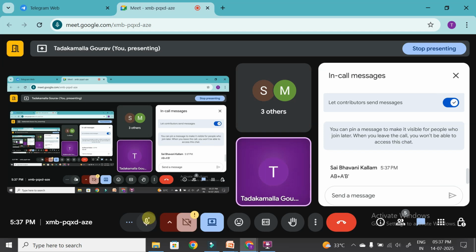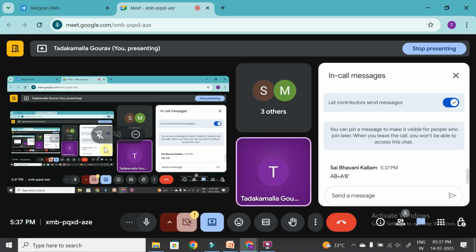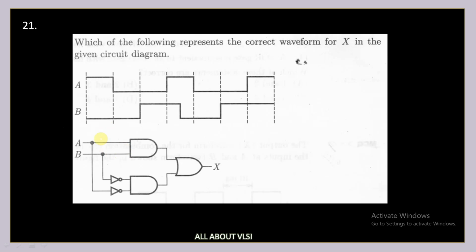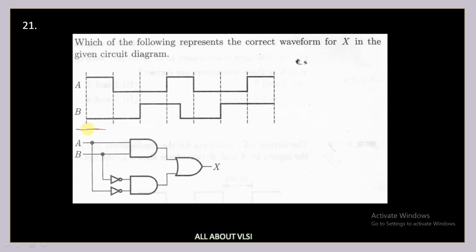Exactly. That is A XNOR B. Am I right or wrong? A XNOR B. So this is nothing but your XNOR gate. So the whole circuit is nothing but your XNOR gate. Okay. So for your XNOR gate, if you are applying two inputs, if the two inputs are equal, what is your output? So this whole circuit can be replaced with an XNOR gate.